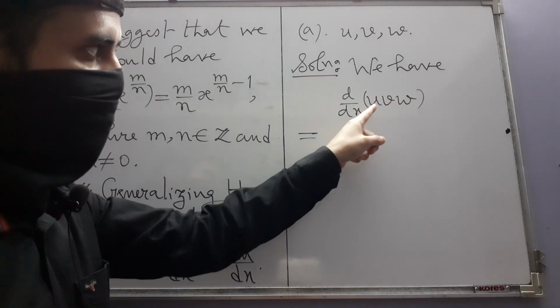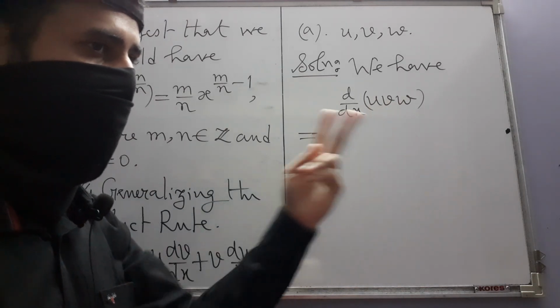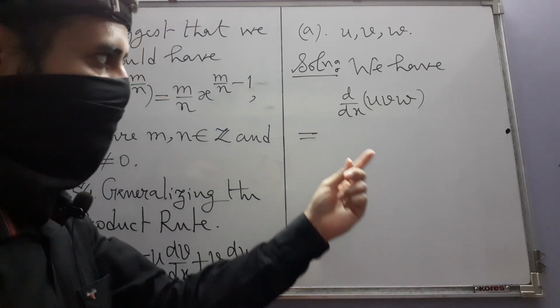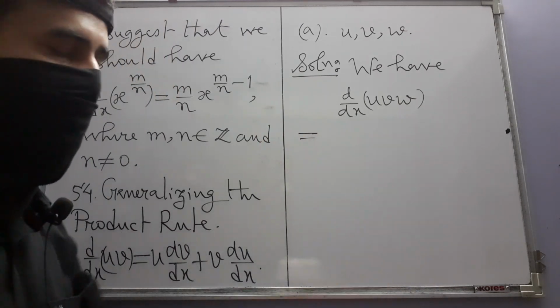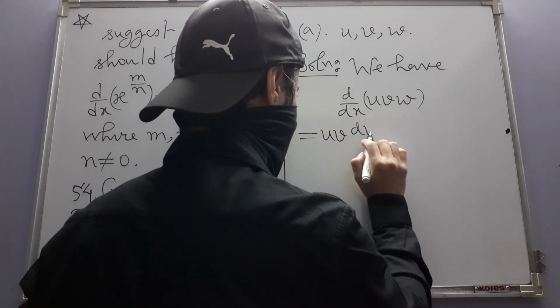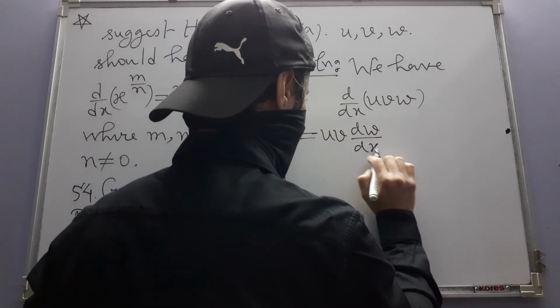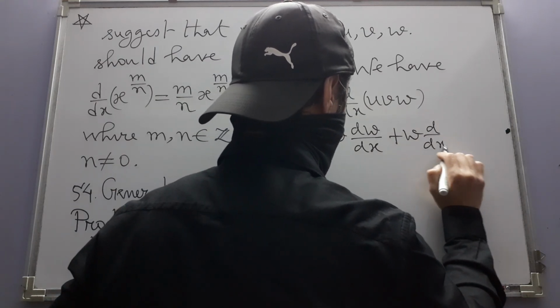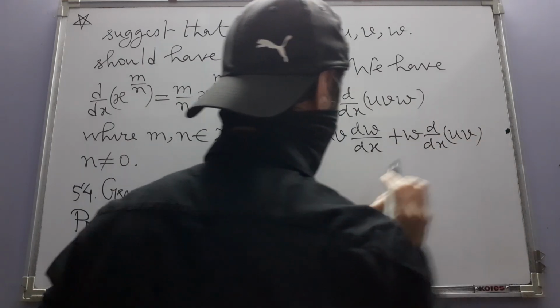So, by the product rule, we know that uv is differentiable. So this is the product of two differentiable functions. One of them is uv and the other one is w. So we can apply the ordinary product rule here. Doing so gives us plus w times derivative of uv.